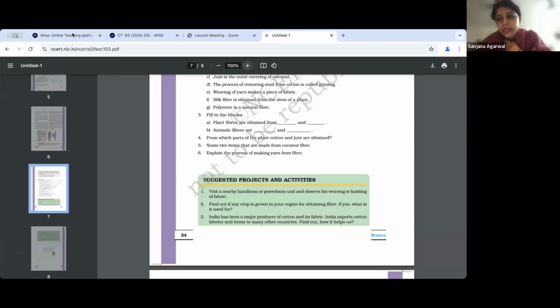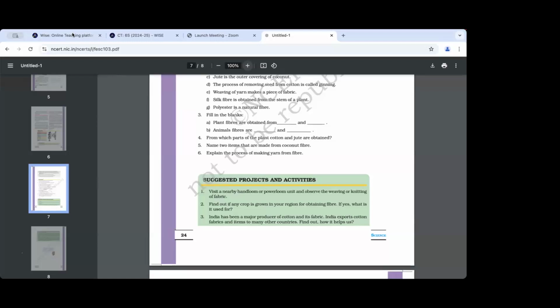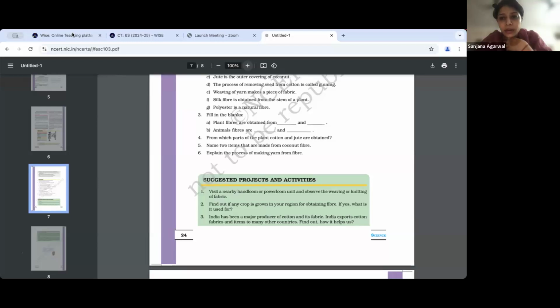Next question. What happens after maturing of fruit of cotton plant? In bracket, put cotton bolls. Ma'am, maturing of fruit of cotton plant means when the cotton bolls get mature, what happens after that?